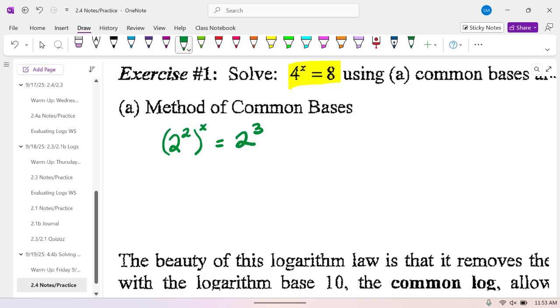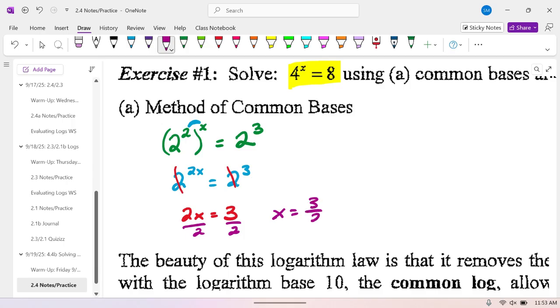Right, we've got to multiply the two exponents, so we have to use the power rule. That just means we multiply the 2 and the x together, so this would be 2 to the 2x power is equal to 2 to the cube. Now we can drop our bases. So I get 2x is equal to 3, and then I just have to divide by 2 to solve for x. So x is equal to 3/2.